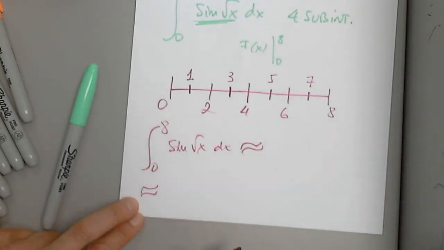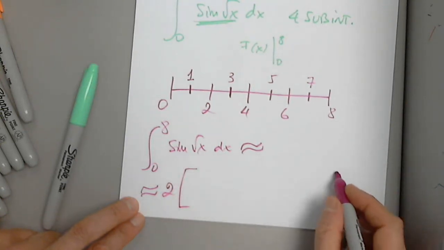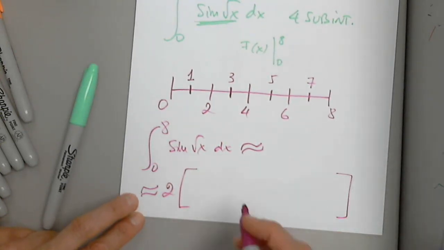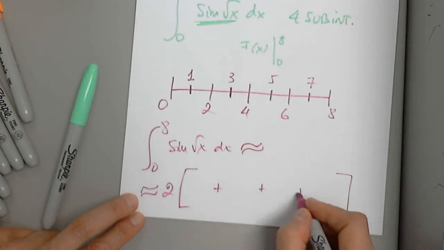b minus a over 4. How much? Of course, 2. And then we have 4 items here, or terms.